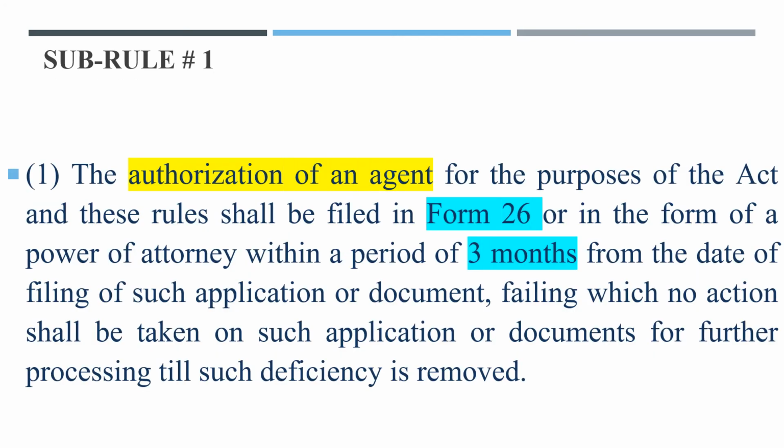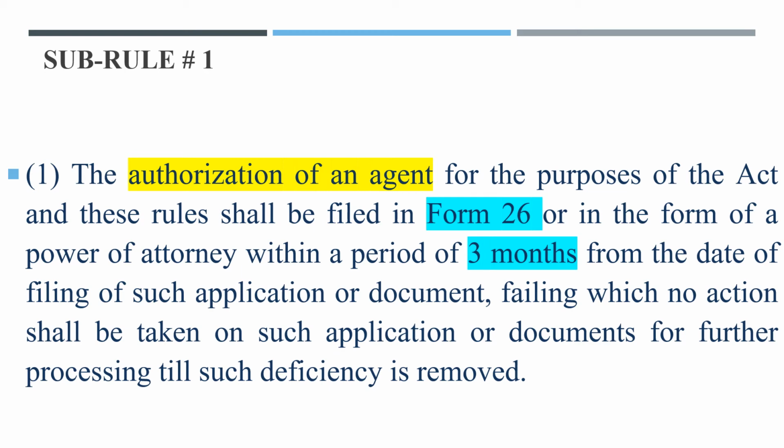Fine. Now sub rule 1 says, the authorization of an agent for the purposes of the act and this rule shall be filed in form 26 or in the form of a power of attorney within a period of 3 months from the date of filing of such application or document, failing which no action shall be taken on such application or documents for further processing till such deficiency is removed.